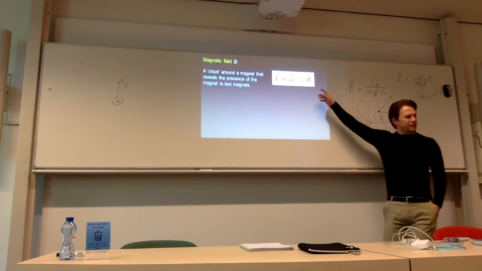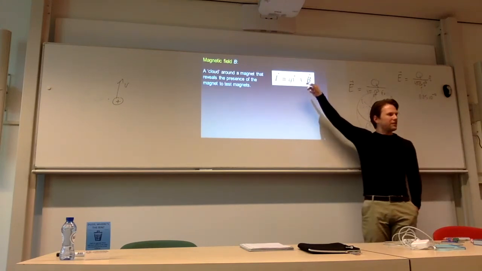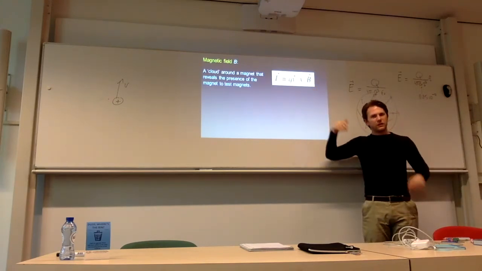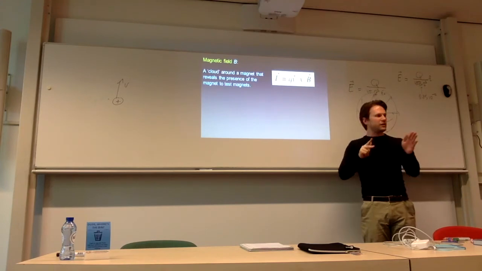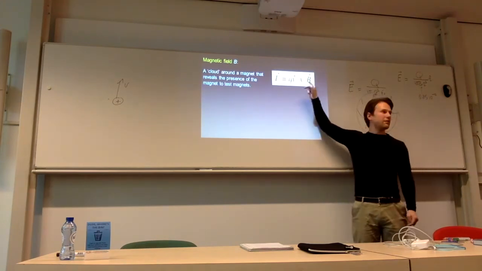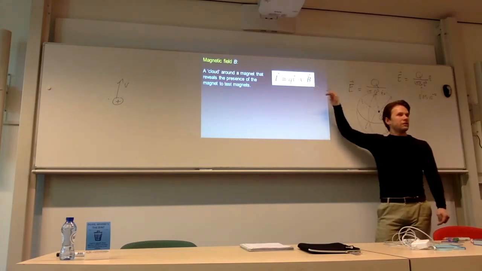You all know what this means, right? The cross product. And you also know that it says right-hand rule and such. And you also know that it's always perpendicular to both V and to B. This is another way of showing that it's really not an electric field.